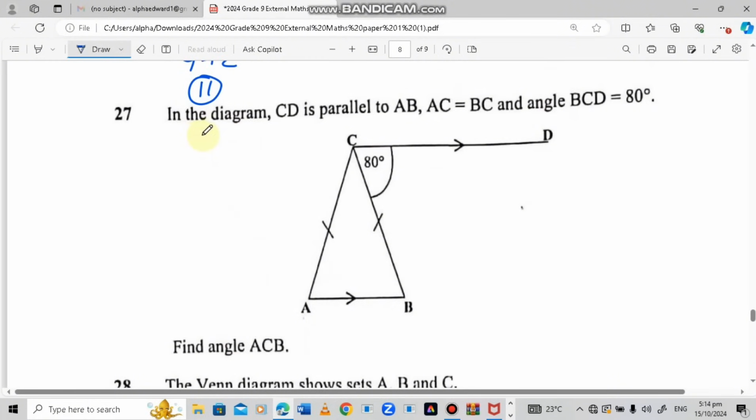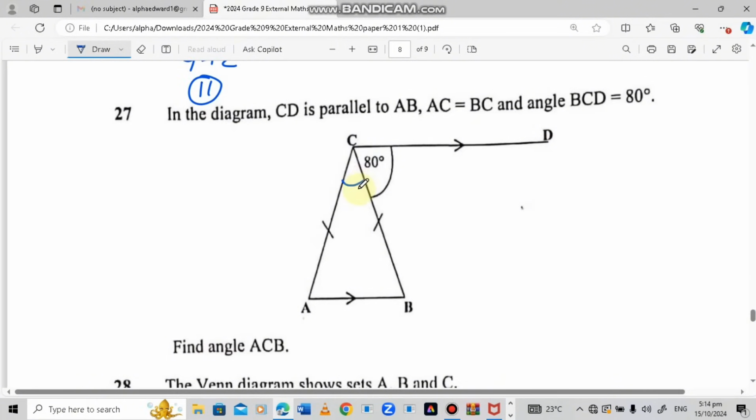Question 27. In the diagram, CD is parallel to AB, and AC is equal to BC, and angle BCD is 80 degrees. They are saying this is parallel to this, that's why there are arrows like this. They are also saying this side is equal to this side, meaning the triangle being formed is an isosceles triangle. Find angle ACB. They want you to find this angle.